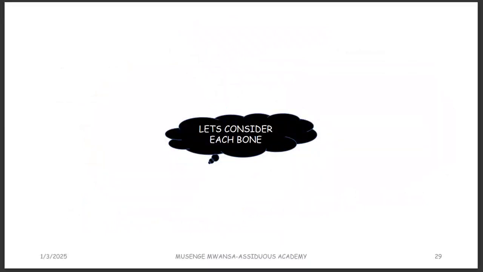Is there any question before we start looking at each bone, the features that we should be able to know? Is there any question?